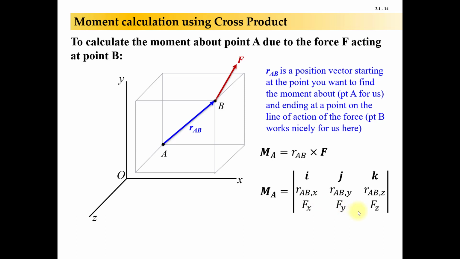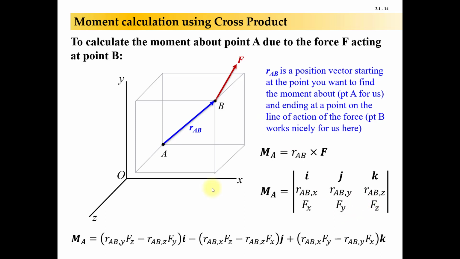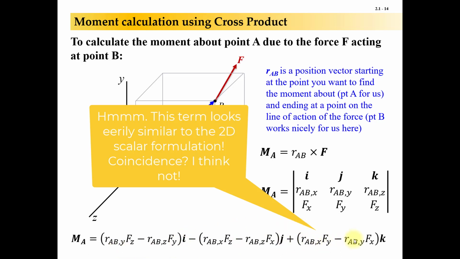And then we do our determinant like this. Again, we write IJK across the top, and then we take our position vector's X, Y, and Z coefficients, and then the X, Y, and Z coefficients of our force. And doing the same deal that I walked you through on the last slide, this is how the math works out.